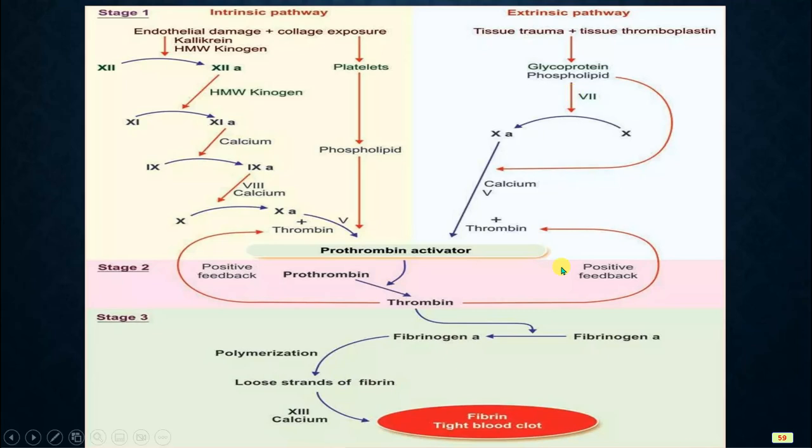Then there is activation of the glycoprotein phospholipids, factor 7 in the presence of calcium, etc. So they prevent the very damaging process, that is blood loss, and try to retain the blood as much as possible, even in adverse situations.